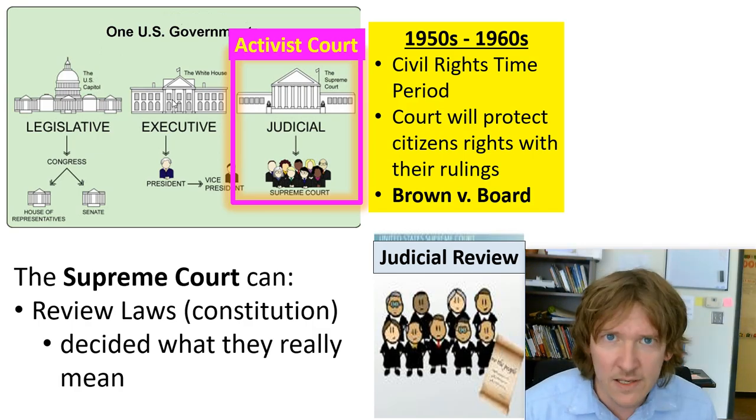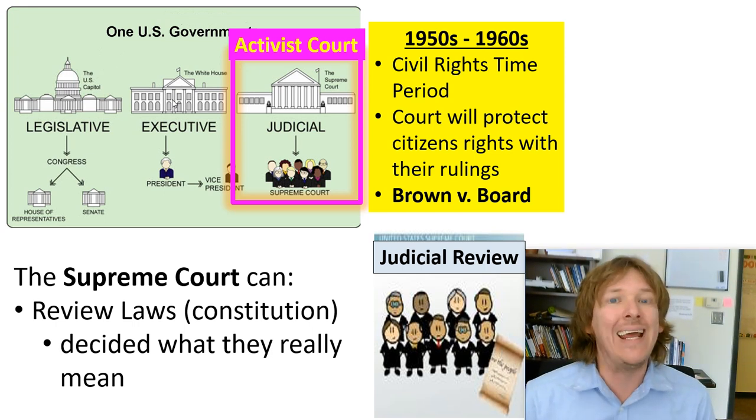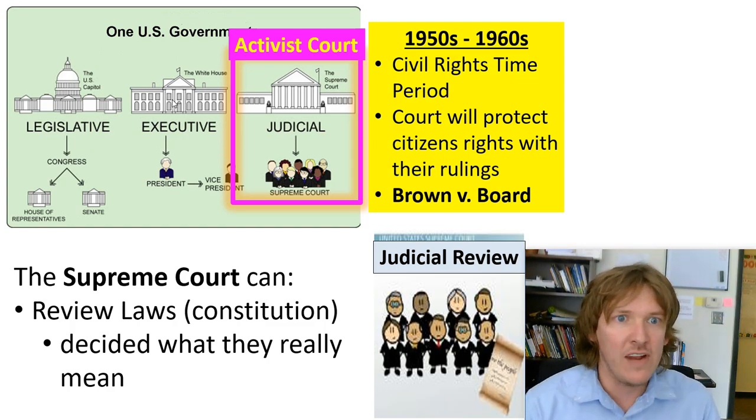In the 50s and 60s, during the civil rights period, the courts were really all about protecting the rights, making sure that our rights were protected. They were very activist in making sure that laws were being followed or laws were being interpreted in a way that protects the citizens' rights. Brown versus the Board is an example. So we have an activist court.